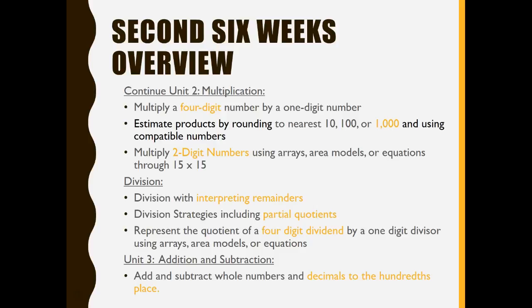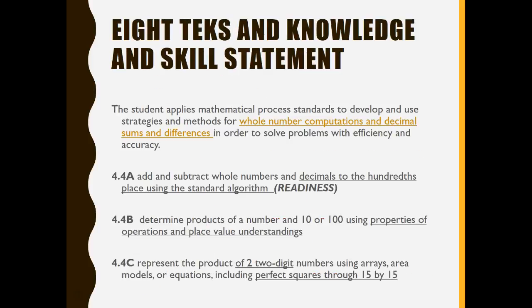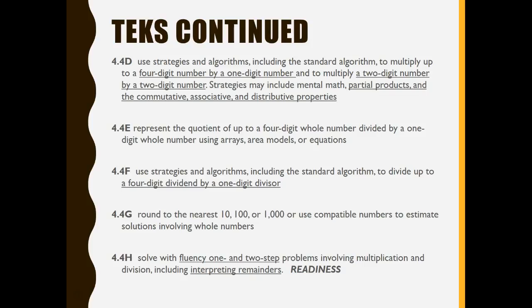You interpret remainders, which is a totally new concept for your students. You do partial quotients, which is a totally new concept. Last year they did partial products. You also represent the quotient of a 4-digit dividend by a 1-digit divisor, which last year they didn't do; it was only a 2-digit dividend by a 1-digit divisor. And then add and subtract whole numbers and decimals to the hundredth place, which is a new concept for your kids. These are 3 of the 8 TEKS and skill statements that we're going to be covering this 6 weeks, and here's the remaining 5.